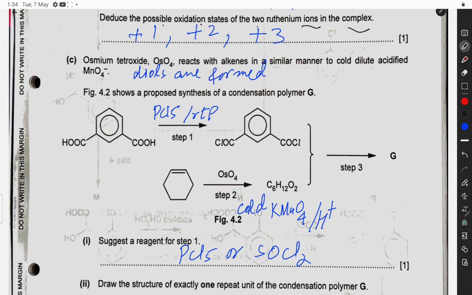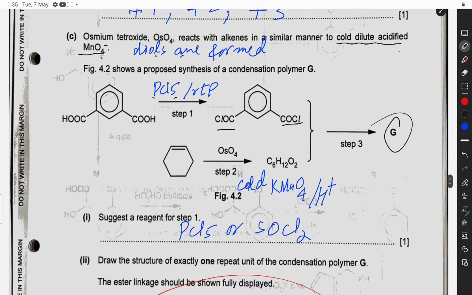Osmium tetroxide reacts with alkenes in a similar manner to cold dilute acidified potassium manganate. So with cold dilute acidified potassium manganate, we know that diols are formed. So this is HOCH2CH2OH. And reacting with PCl5 at room temperature, this compound is formed, ClOC and COCl.